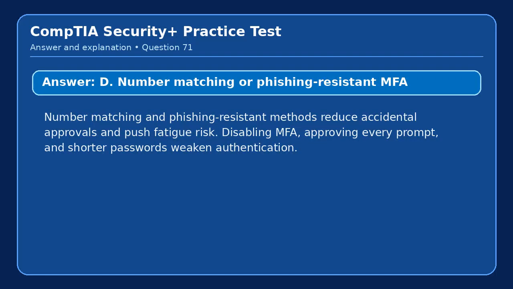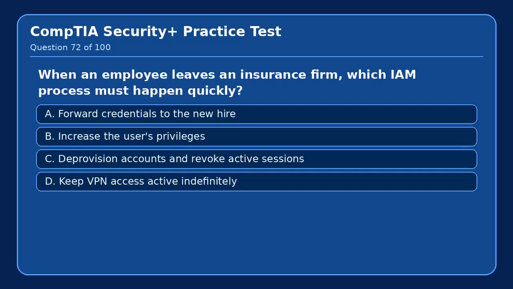Question 74. During incident response at a university department, which step focuses on stopping further damage after detection? A. Marketing review. B. Containment. C. Routine onboarding. D. Procurement. Take a moment to choose your answer.